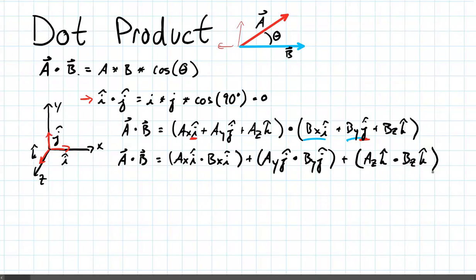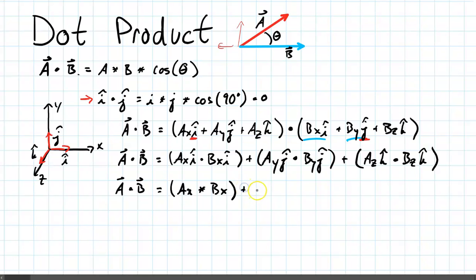All right. So now we have a magnitude multiplied by a unit vector on all of these. Okay. Let's simplify this down again. So I dot I, these two unit vectors have the magnitude of 1, and the angle in between them is 0, so the cosine is 1. So it's 1 times 1 times 1. So that all just goes away, and this just becomes AX multiplied by BX.